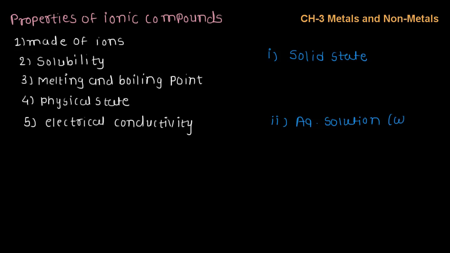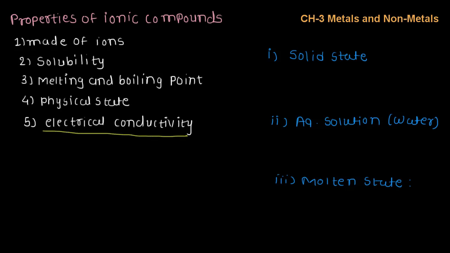The second one, soluble in water, it means aqueous solution. In bracket I can write water. In this, compounds conduct electricity. And the third one, if they are in molten state, then they will conduct electricity. Now what do you mean by molten? Molten means we melt the compounds. These all 3 points are very important for the electrical conductivity.